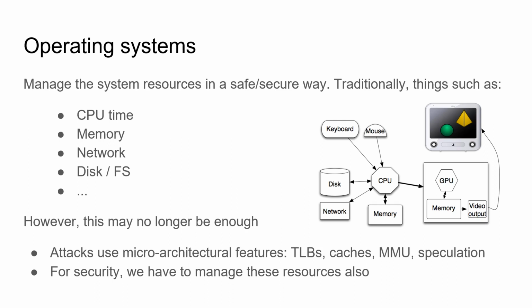And then we're talking, for instance, about translation look-aside buffers that are used in the address translation systems, caches, the memory management unit itself, maybe speculative execution engines inside the processor. All of this is now being used by attackers to compromise the system. And if we want to build a system that is secure in the presence of attackers that do this, we have to manage these resources also. So it is important that we realize that the resources that we've been used to worrying about in the context of operating systems are perhaps no longer the only resources that we should be worrying about.